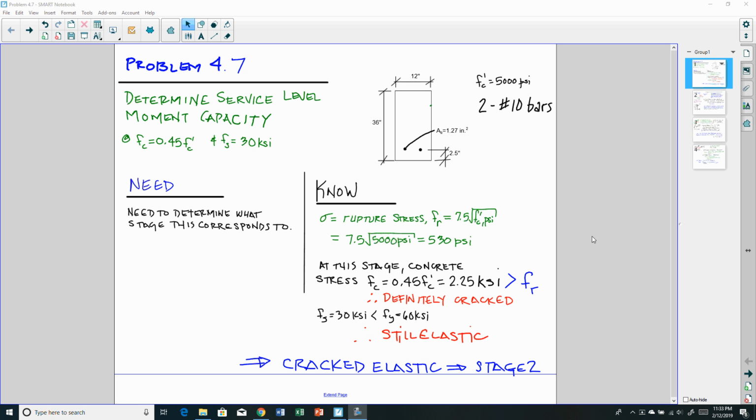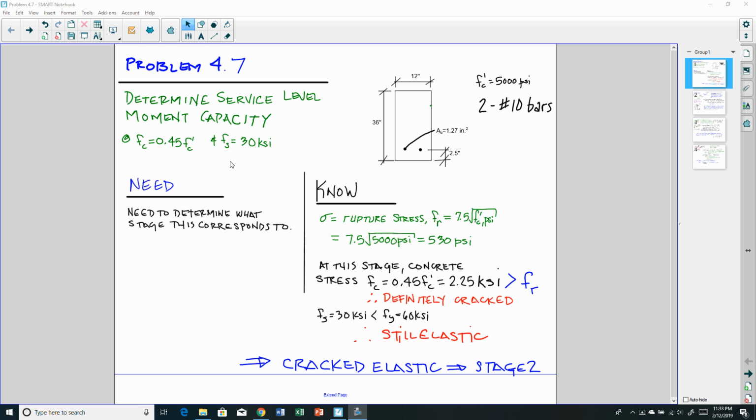Hello, this video goes through problem 4.7 worked out. Problem 4.7 asks you to determine the service level moment capacity, at either f_c, a compression stress not to exceed 0.45 f'c, and your steel stress can't exceed 30 ksi. So what we need to do is determine what stress distribution this is at.